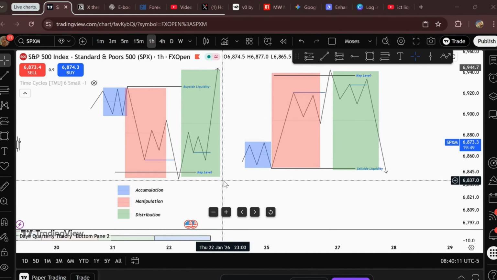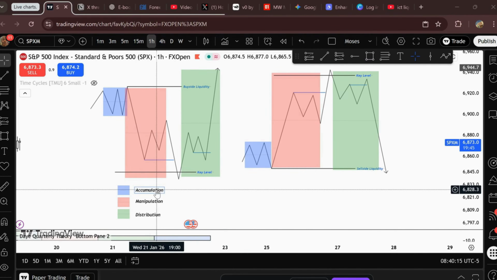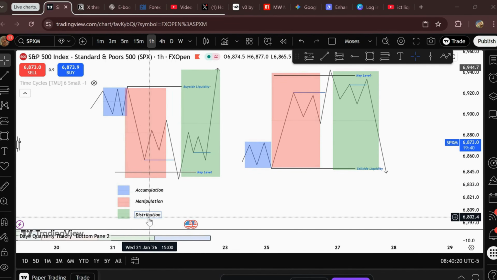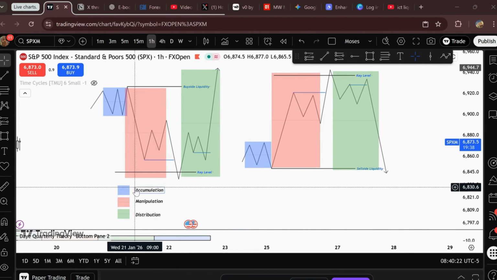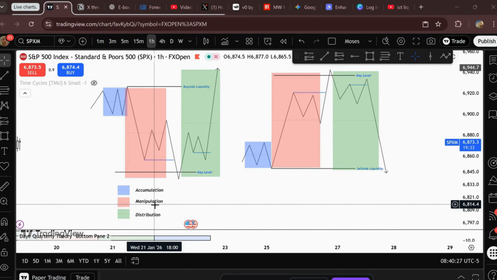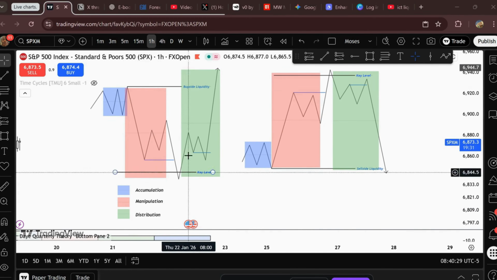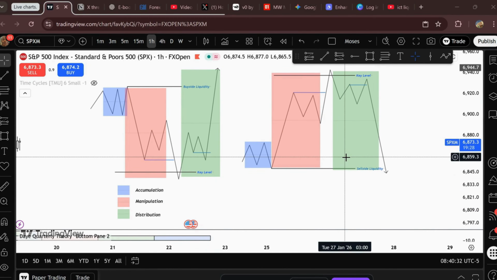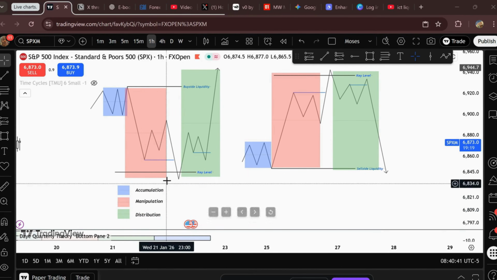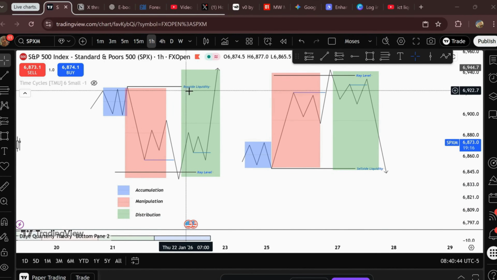Okay, so they normally call this the power of three. The power of three concept. And it just simply means accumulation, manipulation, and distribution. Why are we talking about accumulation, manipulation, and distribution? Before market moves up or down, we want to see this sequence occur every time price either goes up or price goes down.